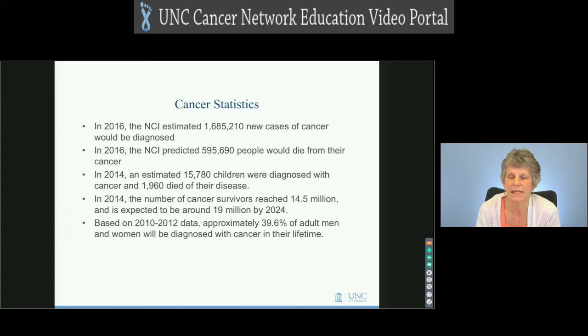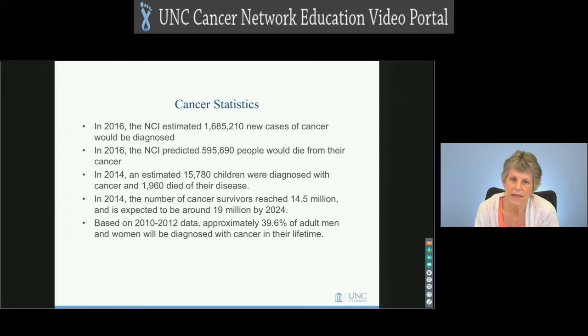So let's start with some statistics. These are some interesting facts that I found on the NCI website. This was from 2016, they did not have 2017 information up when I looked, but in 2016 it was estimated that over 1.6 million patients were going to be diagnosed with a new diagnosis of cancer, and over 500,000 people were going to die from their disease. Children, really impactful numbers. The most recent information they had for pediatrics was from 2014, but over 15,000 children were going to be diagnosed, with close to 2,000 dying from their disease.